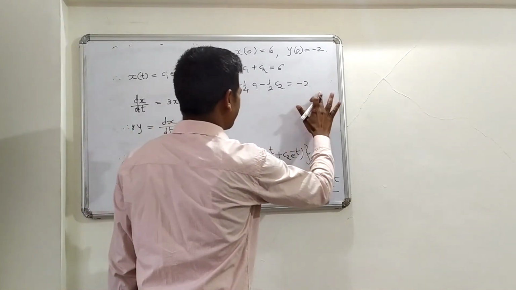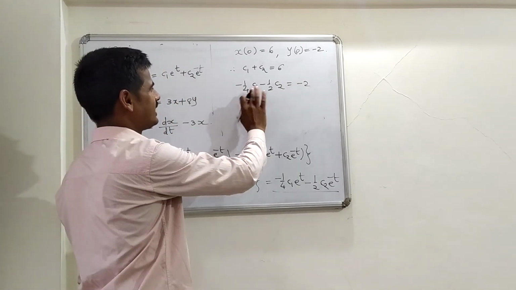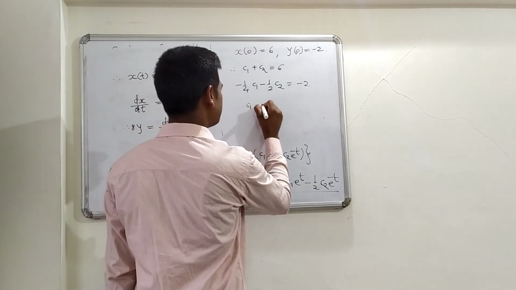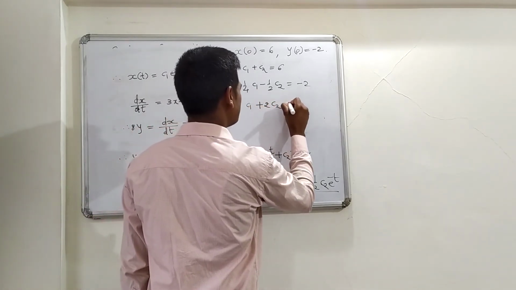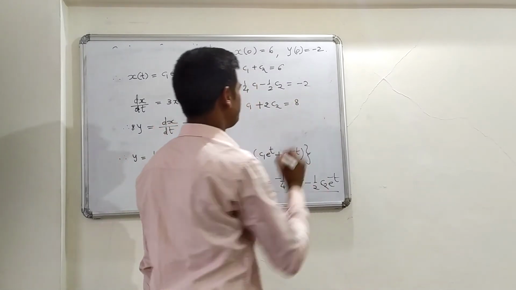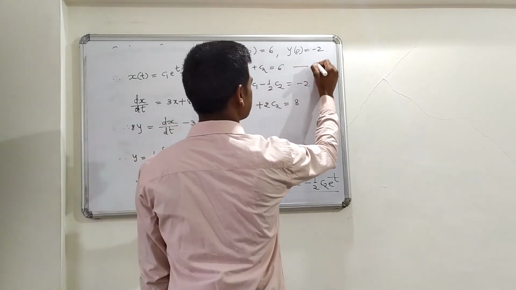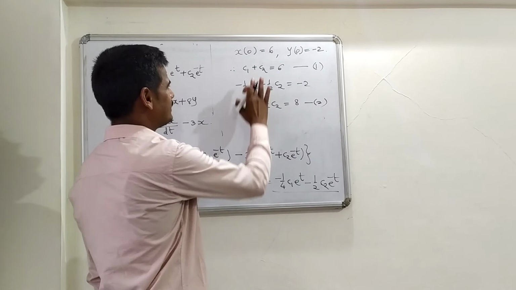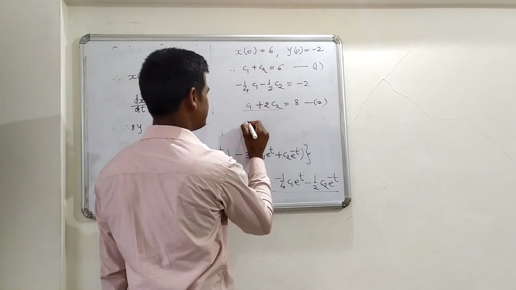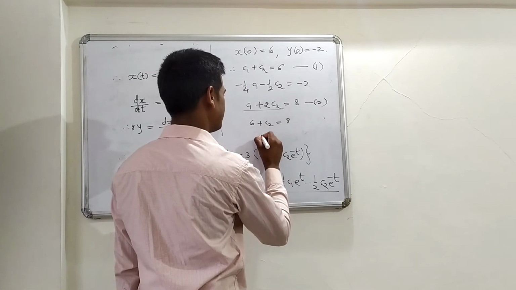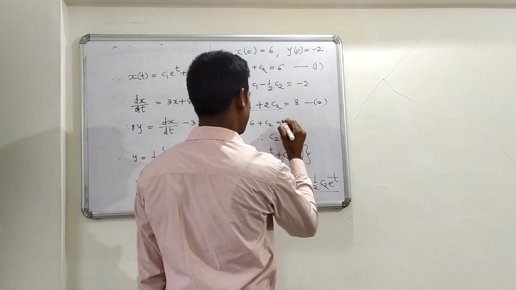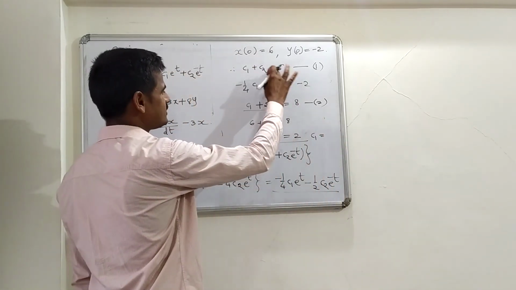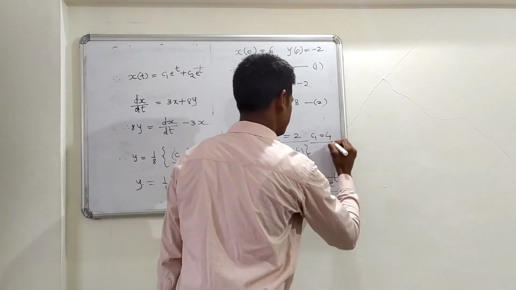So remove this negative sign and multiply the second equation by −4. So you will get c1 + 2c2 = 8. So this is the first equation and this is the second equation. So obtain the values of c1 and c2. Now c1 + c2 is 6, so I will write this as 6 + c2 = 8. Therefore c2 = 8 − 6, which is 2. And what about c1? c1 = 6 − c2, so c1 is 4.